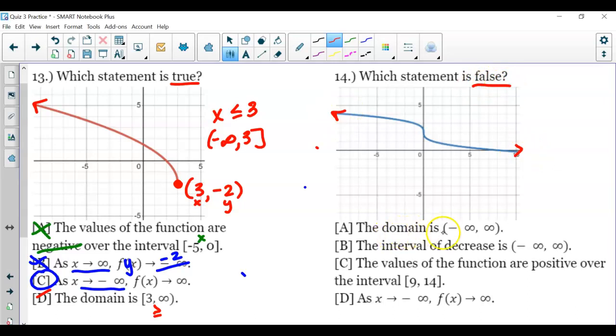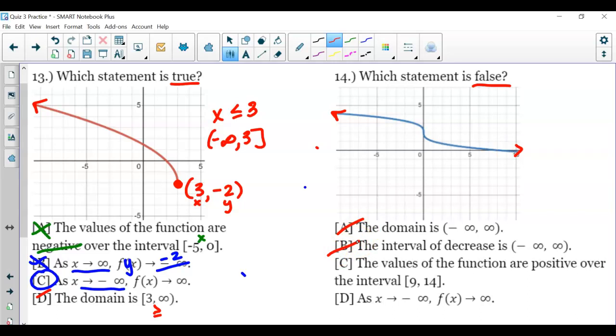So looking at 14, which statement is false about this cube root function now? So the domain is negative infinity to infinity, or all reals. So is this true? Yes, because again, constantly going to the left, constantly going to the right. So A is true. The interval of decrease is again over all reals. So again, reading this left to right, notice how we are decreasing, from negative infinity to infinity. So B is also true.